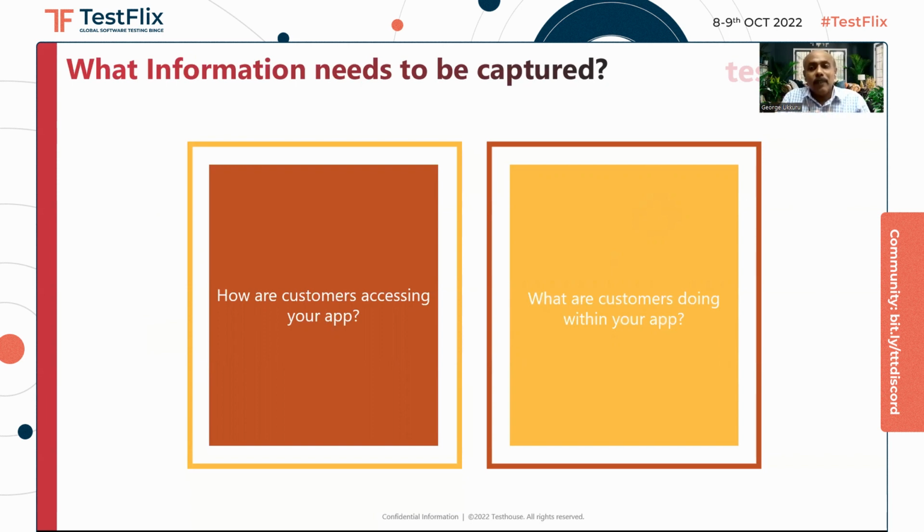The next one is, what are customers doing within my app, in the sense of what kind of pages are they navigating to, and what kind of workflows are they using within my website or native app.